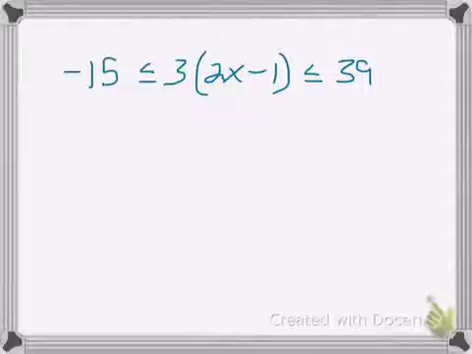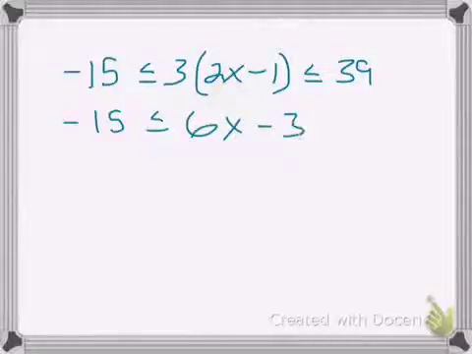Thank you very much. So, after we distribute, Gray, we're going to add 3 to all 3 places. When we distribute in the middle, the outsides don't change. Only the inside is changing. So that's 6x minus 3 in the middle, between -15 and 39. And incidentally, if we had fractions involved in an inequality like this, we would still do exactly what we always do: multiply all 3 places by a common denominator to get rid of fractions.